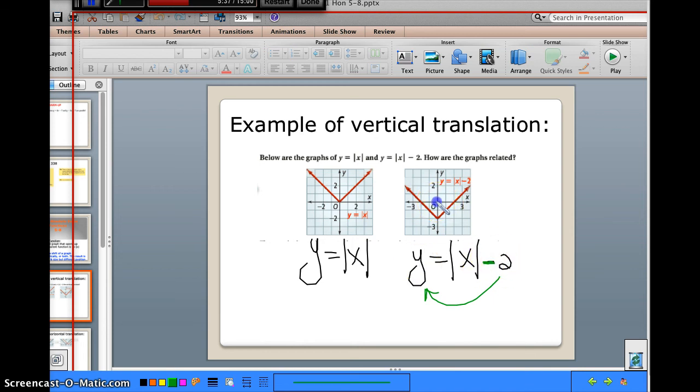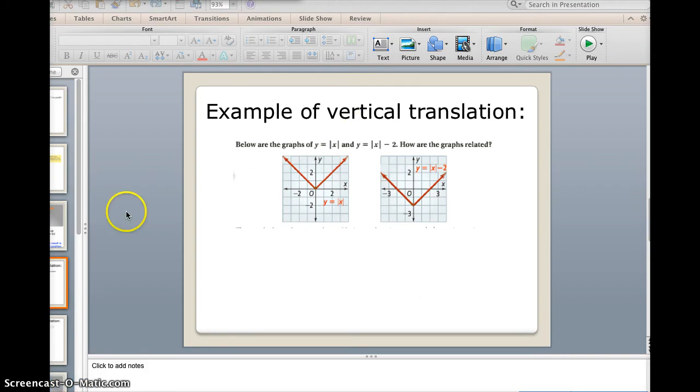So if you look at where it originally started, which was right here, it went down 1, 2, and now the turning point is down here. So it got shifted down. That's what the equation looks like when you shift it down. If I was to shift this and make this a plus 2, then obviously the v would go up, and it would be up here where it was a vertical translation up.